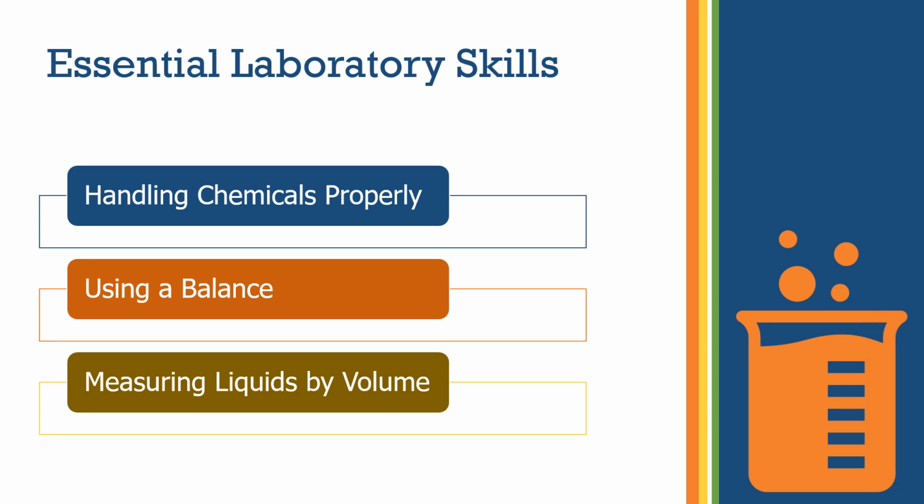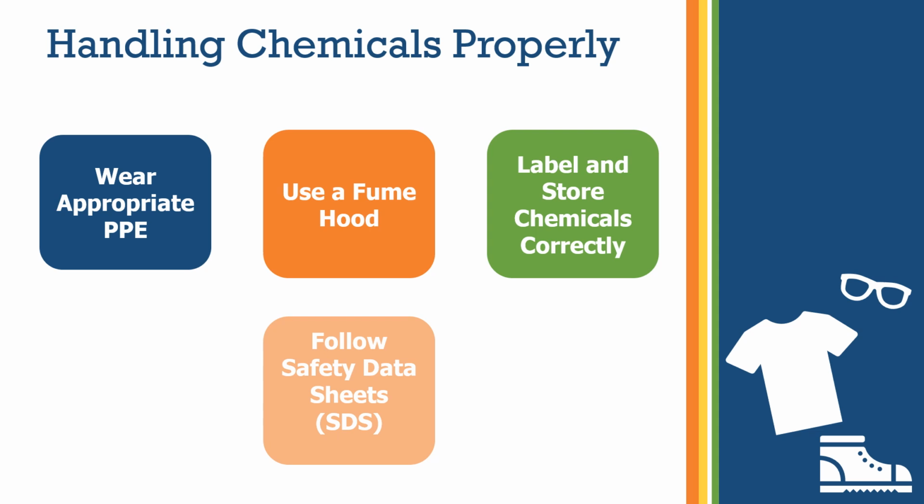Mastering essential laboratory skills is crucial for any successful experiment. Let's go over some key skills you'll need in the lab: handling chemicals properly, using a balance, and finally measuring liquids by volume. Handling chemicals safely is crucial for any lab setting. Here are some key points to remember.